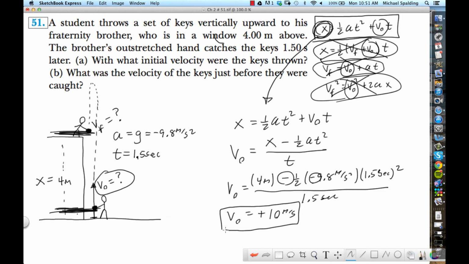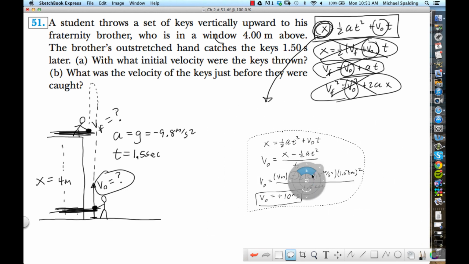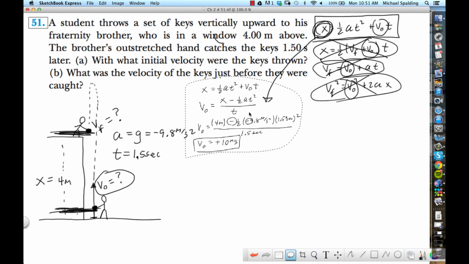Okay? That's kind of a tricky one, huh? That's a tricky problem. Now, how can we prove that the keys go up past the guy and then back down again? We can show it. How can we show it? So stick that there. Okay, so part B, what was the velocity of the keys just before they were caught?